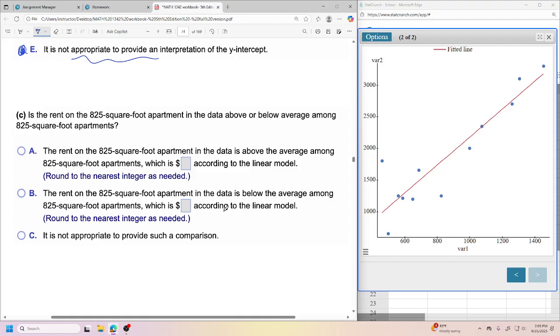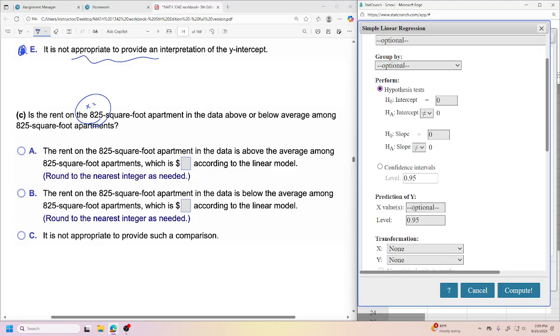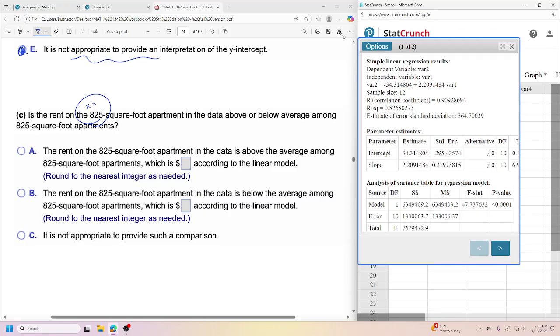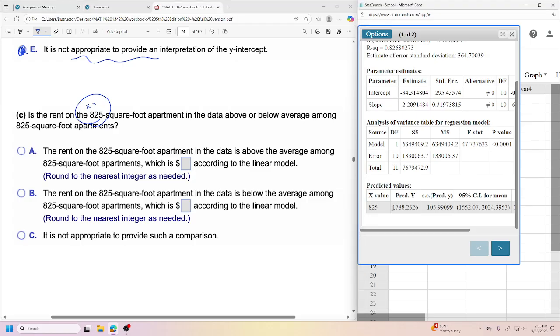The next one. I have to even read what I'm doing here. It says, is the rent for the 825 above or below the average? This is basically my X value, okay? And I'm going to show you, I guess the most accurate version is to go to StatCrunch. So I'm going to go Options, Edit, and I'm going to go down here to Predict X value, and just put in the 825 right there. Predict X value 825. I don't care about this other stuff. Just that one right there, that's all we need. So if we're good, I'm going to hit compute, and then it's at the bottom corner here. There's your answer.